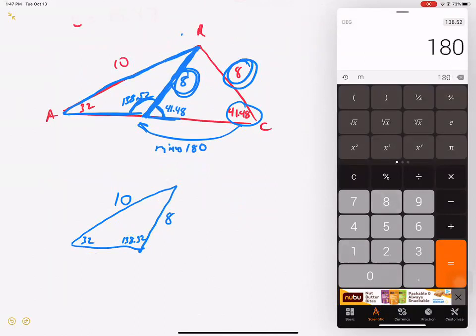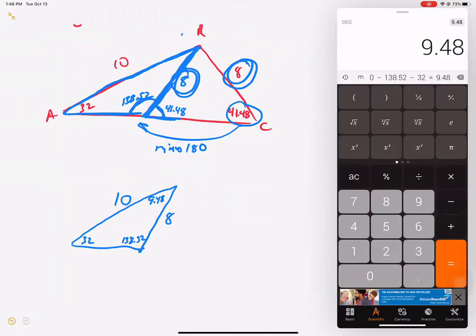So 180 minus 138.52 minus 32 gives me 9.48 left. That's why this is a little tricky of a strategy. You need to be able to find both different triangles, and we're only given information from one triangle. But every time we find some new information, it leads us to the next step.